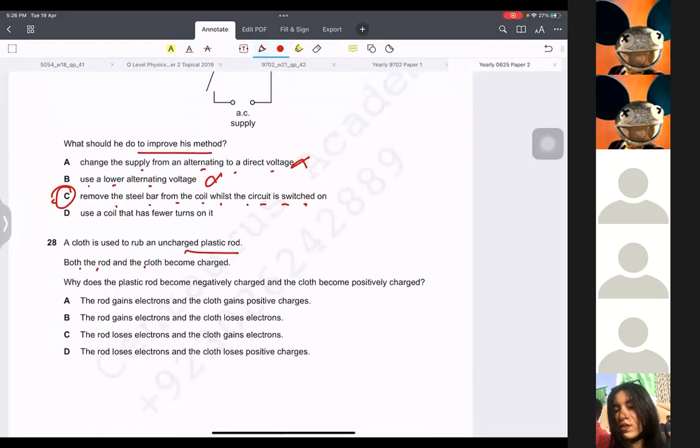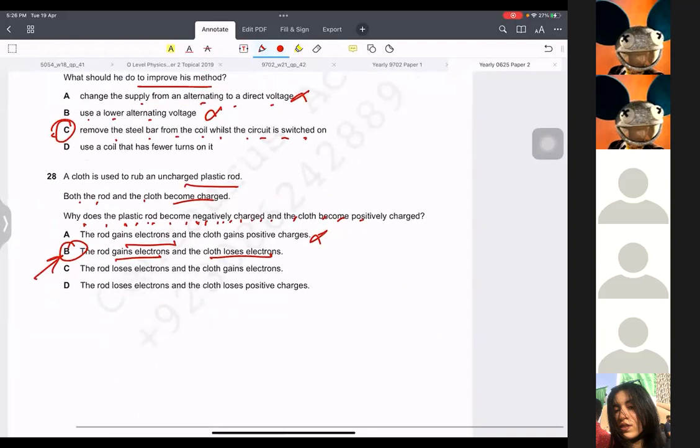Now, both the rod and the cloth become charged. Why does the plastic rod become negatively charged and the cloth become positively charged? Because the plastic rod gains electrons and the cloth loses electrons. That is correct. Positive charges cannot move.